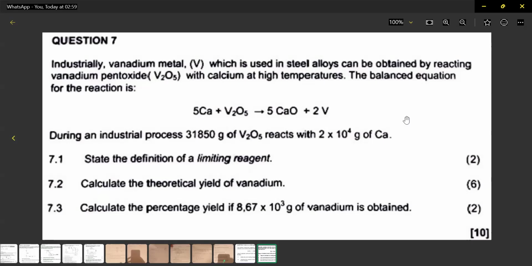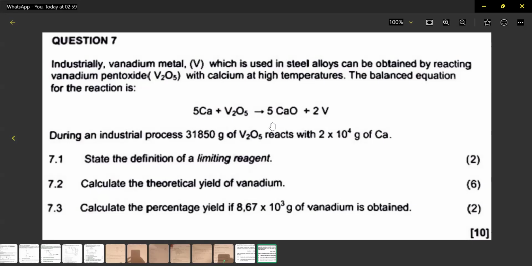Now, during an industrial process, 31,850 grams of vanadium pentoxide reacts with 2 × 10^4 grams of calcium. And the first question is asking us to define the term limiting reagent. Well, of course, we understand it is the reactant or the reagent which is used up first in a chemical reaction. Then the next question says, please calculate the theoretical yield of vanadium.